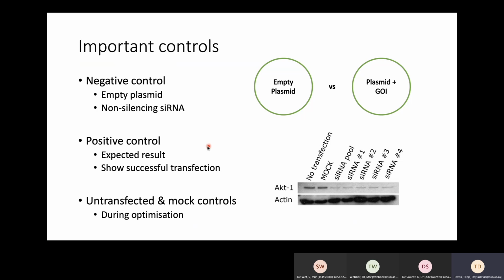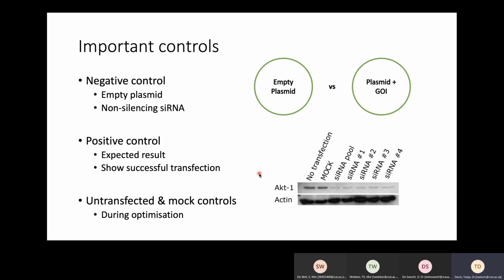Another important control is a positive control, where you show that the expected result is taking place. For transfections, this mostly involves showing successful transfection. So if you're doing overexpression, doing a Western blot and showing there's increased proteins is pretty standard. Same with doing knockdown, for instance, like they showed here, you can see there's less protein of this AKT1 following the knockdown.